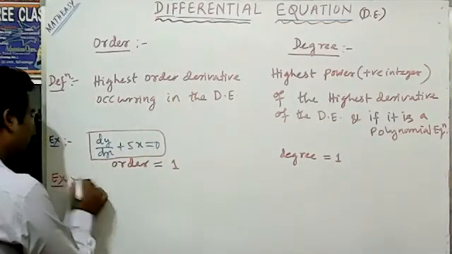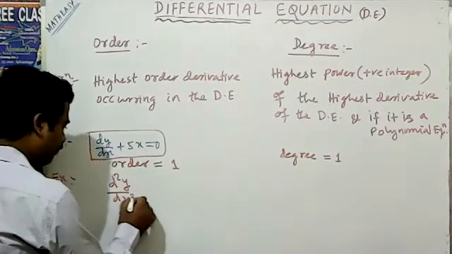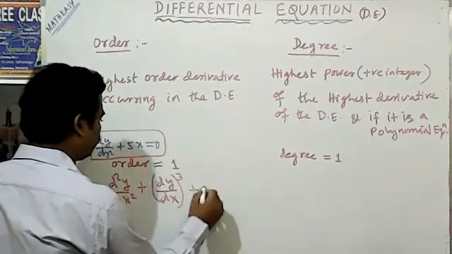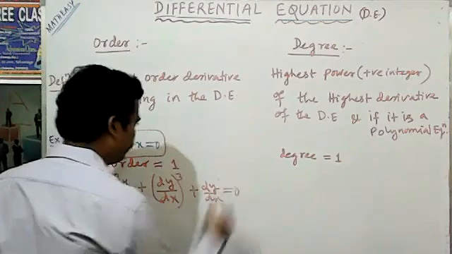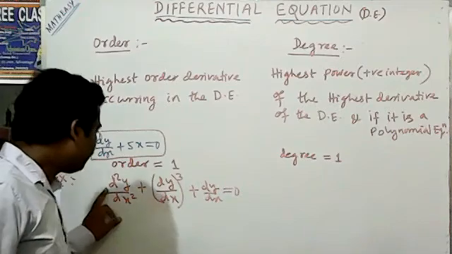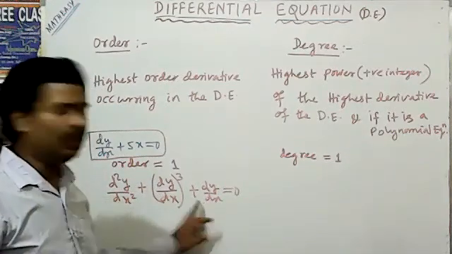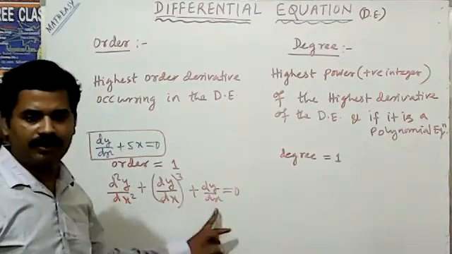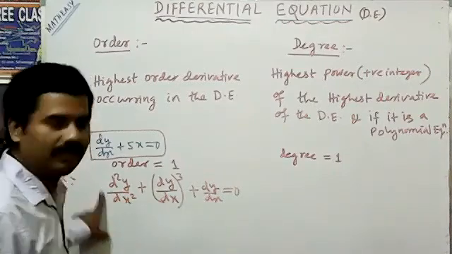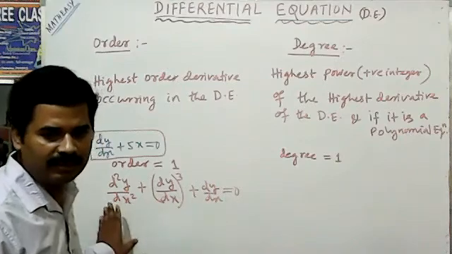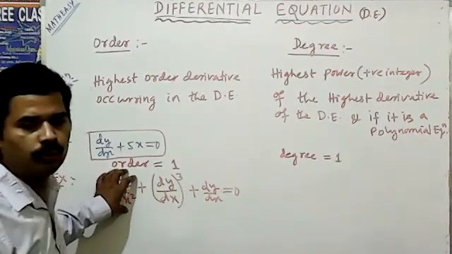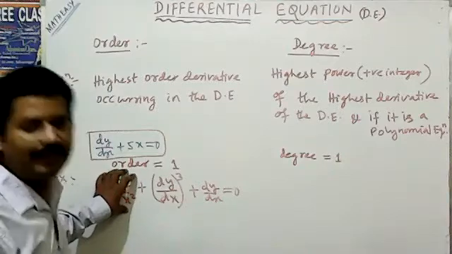Another question. Suppose d square y by dx square plus (dy by dx) whole cube plus dy by dx is equal to 0. In this differential equation, this is the second time derivative, this is the first time derivative, this is the first time derivative. This is also a polynomial equation. In this equation, the maximum is the second time derivative, that is only two time derivative at most. So that's why order is 2.